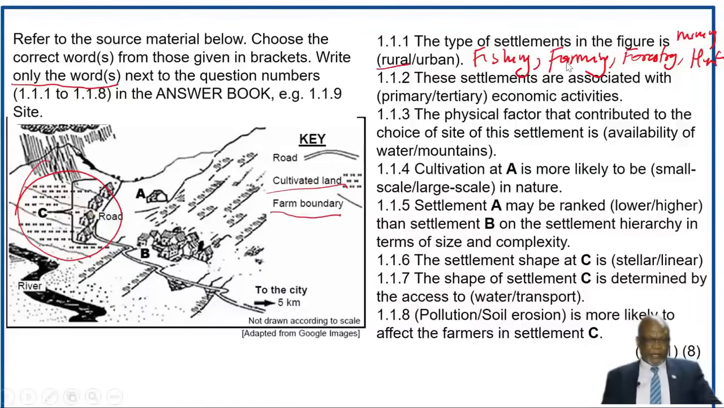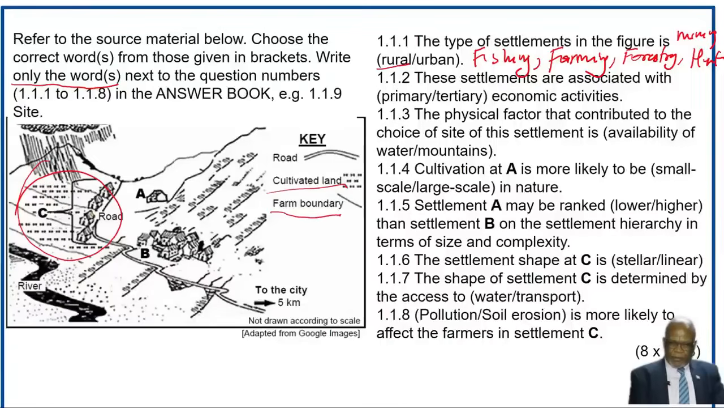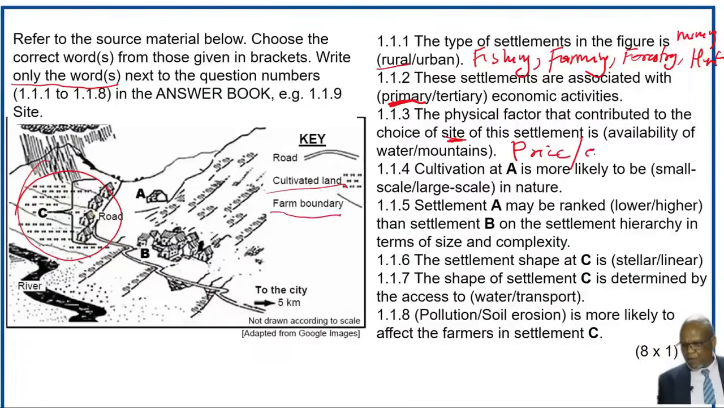Okay, let's continue. These settlements are associated with primary, tertiary economic activities. It's rural settlement, so it is primary. We'll quickly go through that. The physical factor that contributed to the choice of site of this settlement. Now you must know what is site. A site is a precise or exact piece of land where a settlement is found.